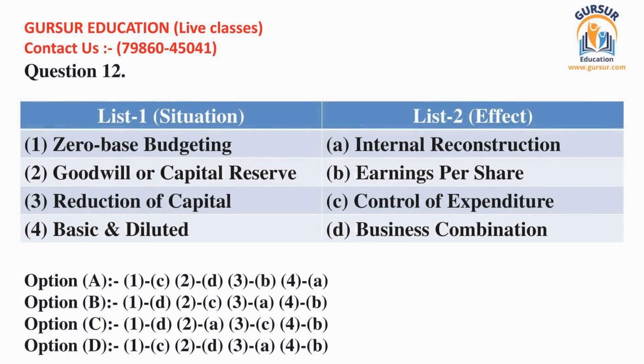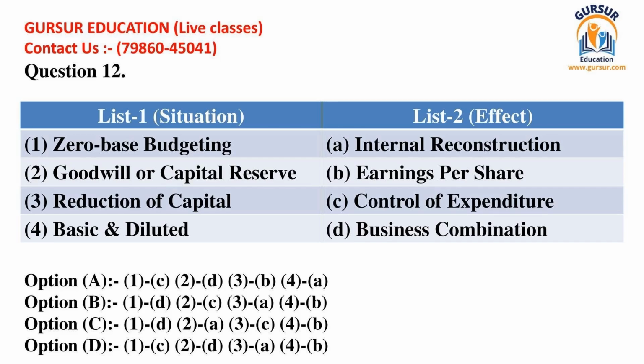Question number 12. Two lists are given in this question. You have to match correct items of list 1 with correct items of list 2. The list 1 situation contains the following items. 1. Zero-based budgeting. 2. Goodwill or capital reserve. 3. Reduction of capital. 4. Basic and diluted. The list 2 effect contains the following items.